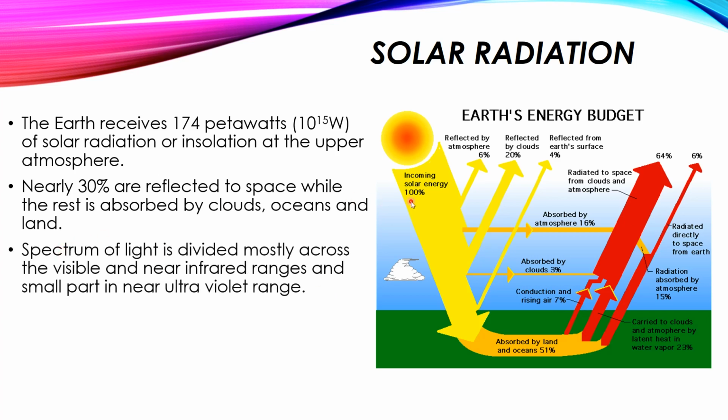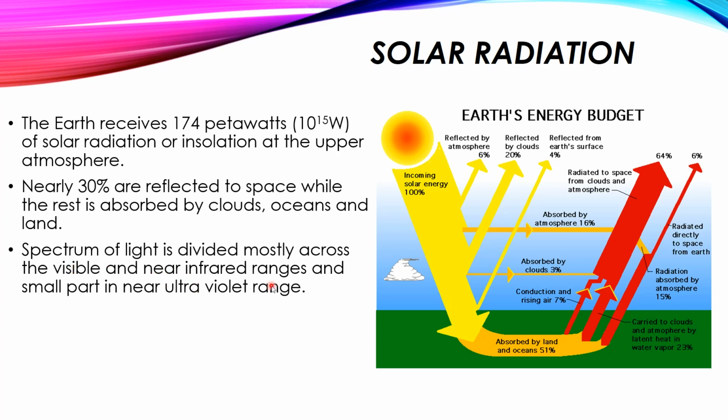The spectrum of the light, which comes from the sun and reaches the Earth, is divided mostly across the visible spectrum region, and near the infrared ranges, and a very small part in the ultraviolet range. So our light has 3 parts: visible, infrared, and ultraviolet. Of course, this is the one which passes to the Earth.